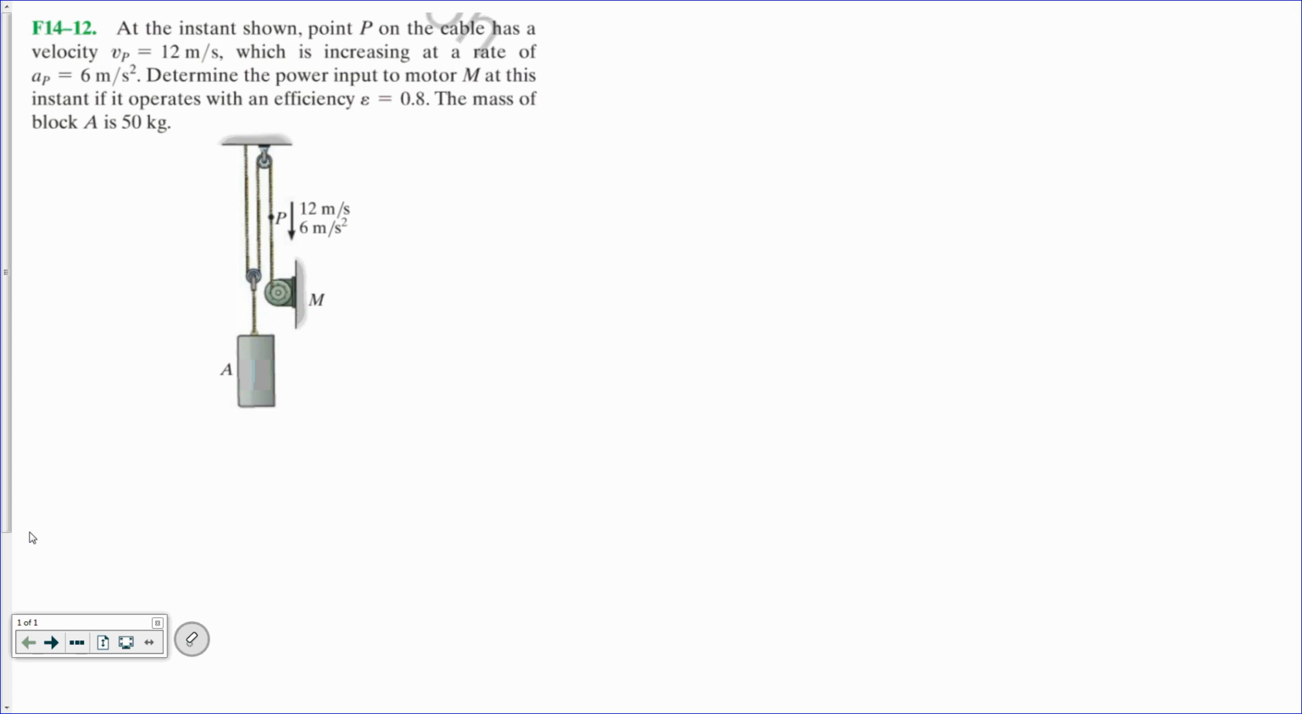At the instant shown, point P on the cable has a velocity of 12 meters per second downwards, which is increasing at a rate of 6 meters per second squared. Determine the power input to motor M at this instant if it operates with an efficiency of 0.8 or 80%. The mass of the block A is 50 kilograms.